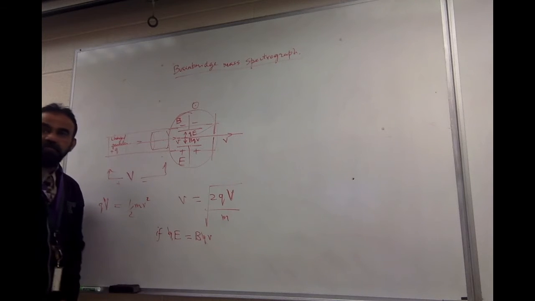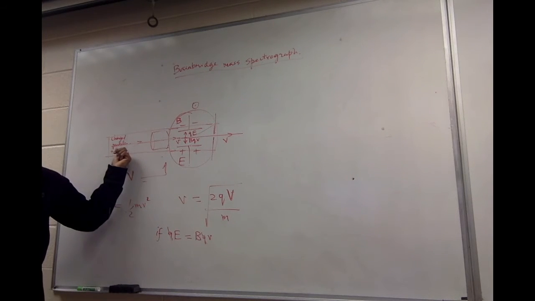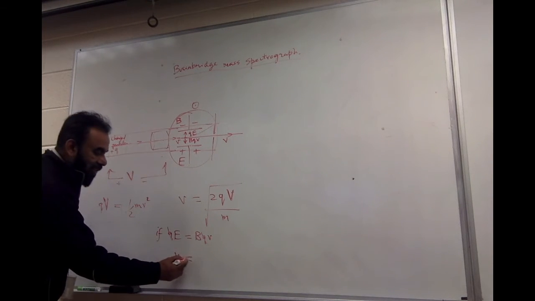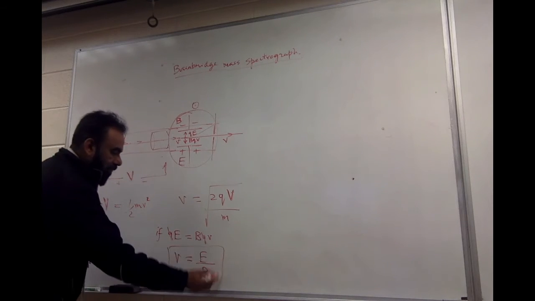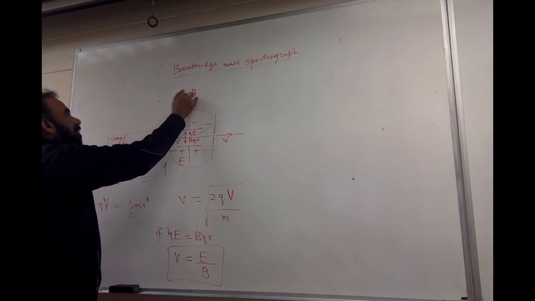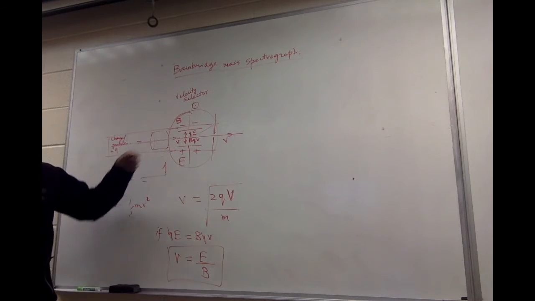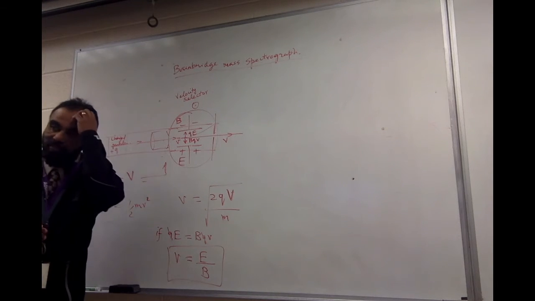Q is gone. So it doesn't matter whether it was doubly charged or triply charged, they'll all be able to go through if the velocity is E over B. So this is called the velocity selector. This combination of magnetic and electric fields together is called the velocity selector. Make sense?